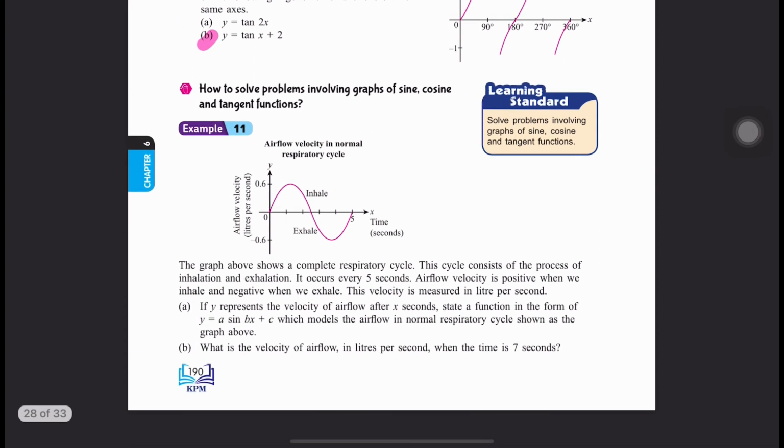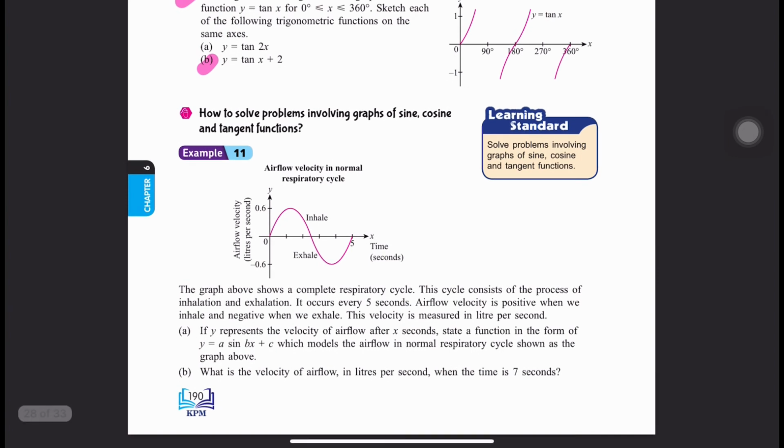Okay, now we continue to the last learning standard for today. Solve problem involving graph of sine, cosine and tangent function. Boleh baca soalan. The graph above shows a complete respiratory cycle. This cycle consists of the process of inhalation and exhalation. It occurs every 5 seconds. Ni kita inhale, tarik nafas, hembus nafas. Airflow velocity is positive when we inhale and negative when we exhale. The velocity is measured in liter per second.